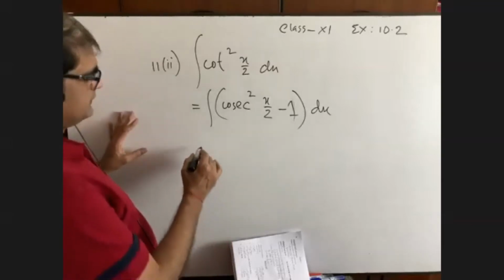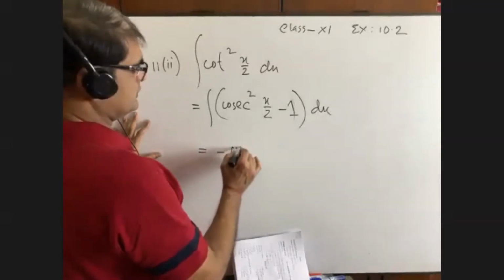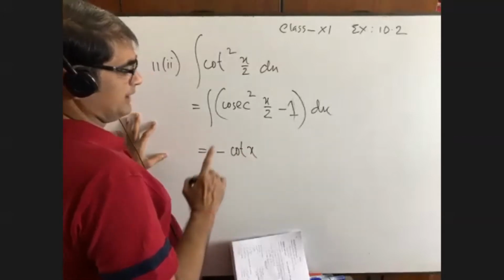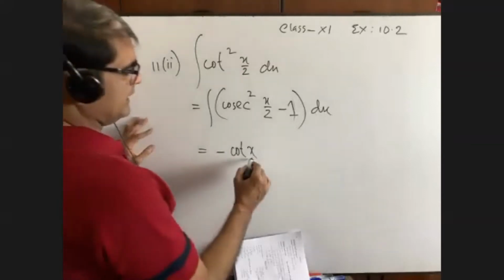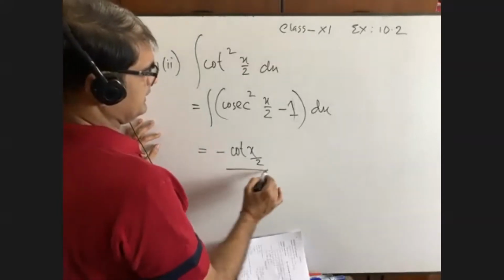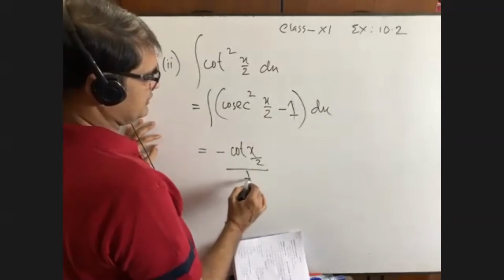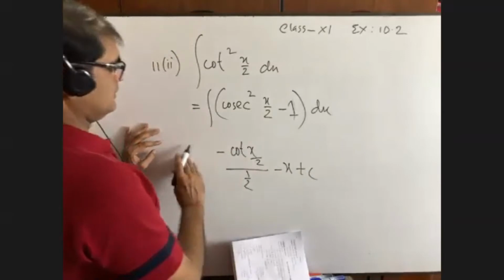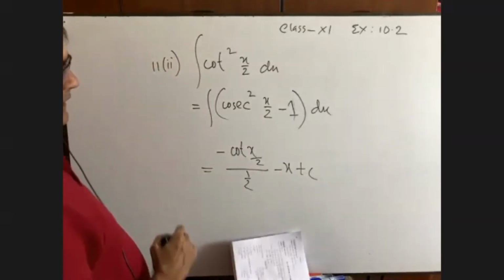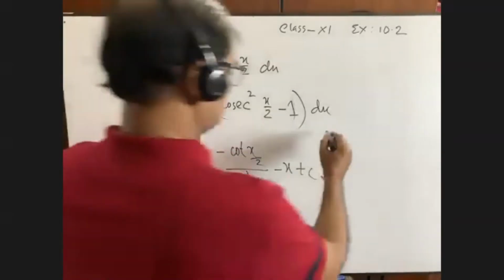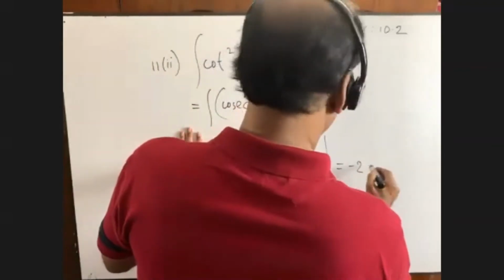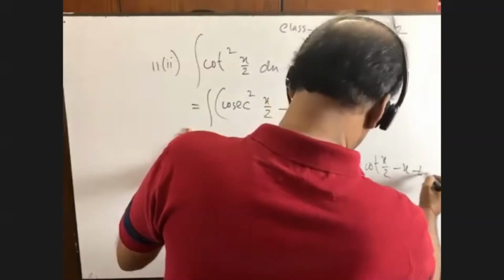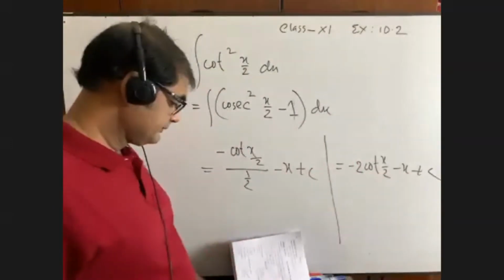It is minus cot x, minus cot x by 2 divided by coefficient of x, which is half. This is half. This is minus x, and it is plus c. That means we get here minus 2 cot x by 2 minus x plus c. Are you getting it?